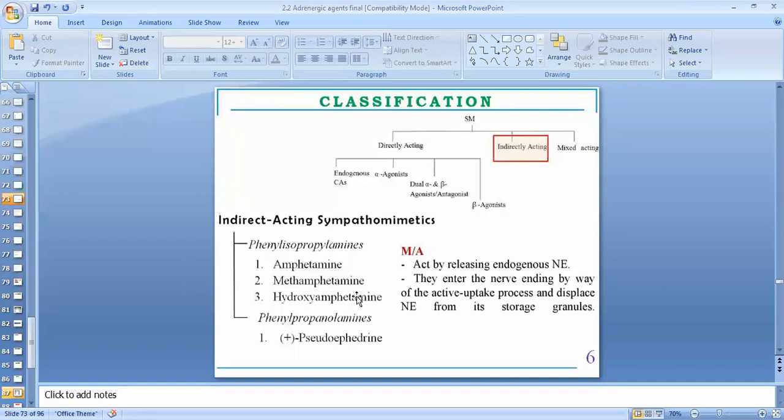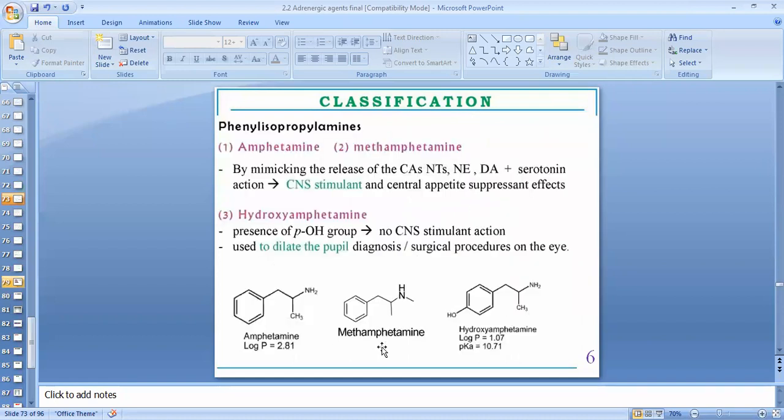So these drug molecules enter the nerve ending. By which mechanism? Active uptake process, and displace the norepinephrine from its storage granules. And the next class is also phenylpropanolamine, and the drug molecule is pseudoephedrine. Now, the drug molecules which act by the indirect mechanism are amphetamine and methamphetamine. So how are they going to act?